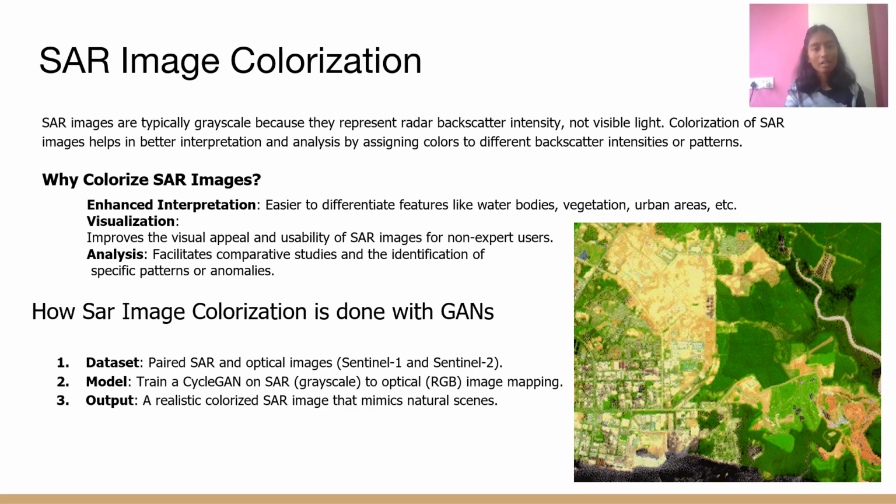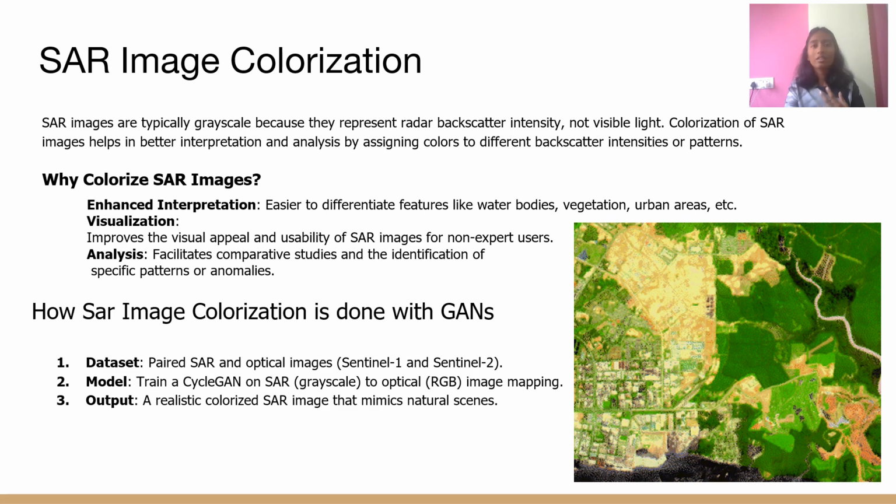So why do we need to colorize the SAR images? Because we need to enhance the interpretation. We are assigning colors to different backscatter intensities to make it easier to identify and differentiate key features such as water bodies, vegetation, urban areas. And also for visualization purposes, colorization will improve the visual appeal and accessibility of them, making them more usable for users without technical expertise. For analysis, it supports comparative studies and enables the detection of specific patterns or anomalies such as flood affected regions or deforestation trends, etc. How will this be achieved?